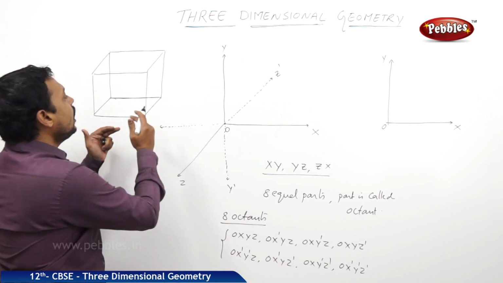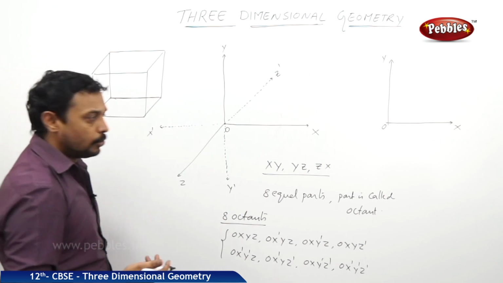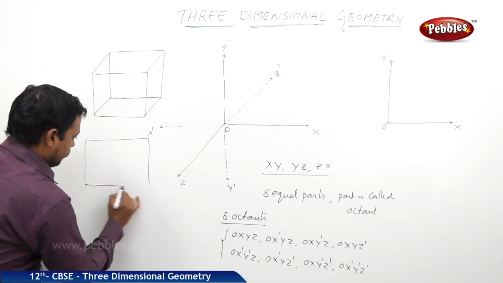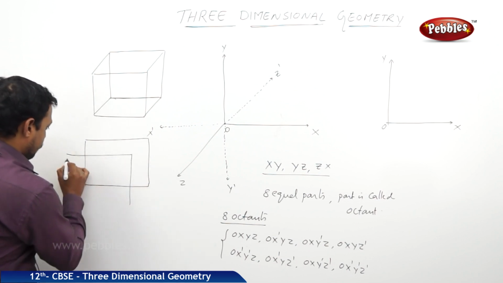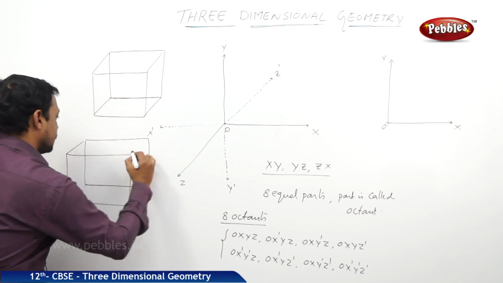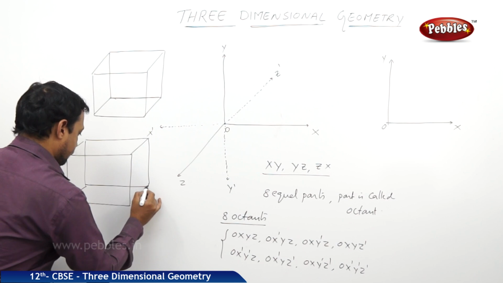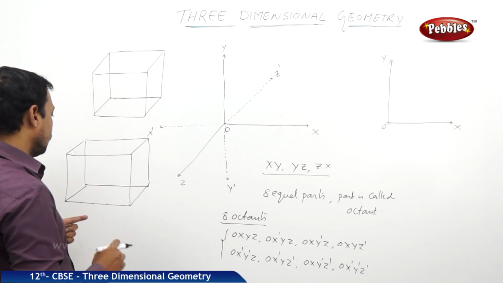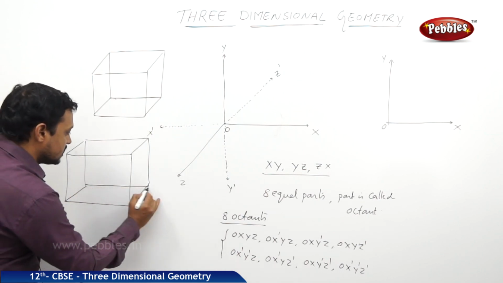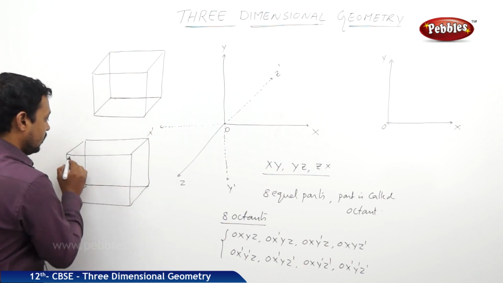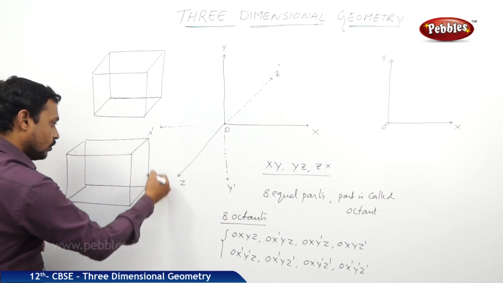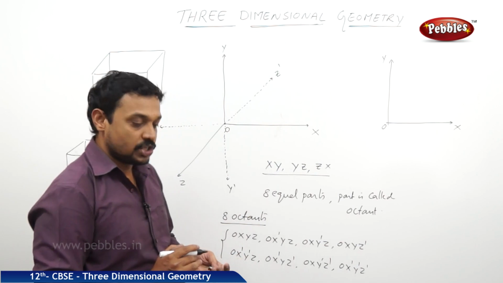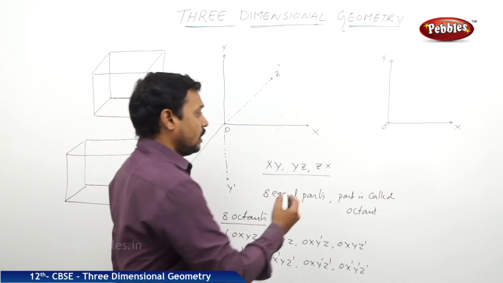If only opposite sides are equal, then that is called a cuboid. Now it's a cuboid. In a cube, all the sides and all the edges are equal, but here only opposite sides are equal. This edge is equal to this one, this is equal to this one, and this is equal to this one, etc. These are some examples of three-dimensional geometry.